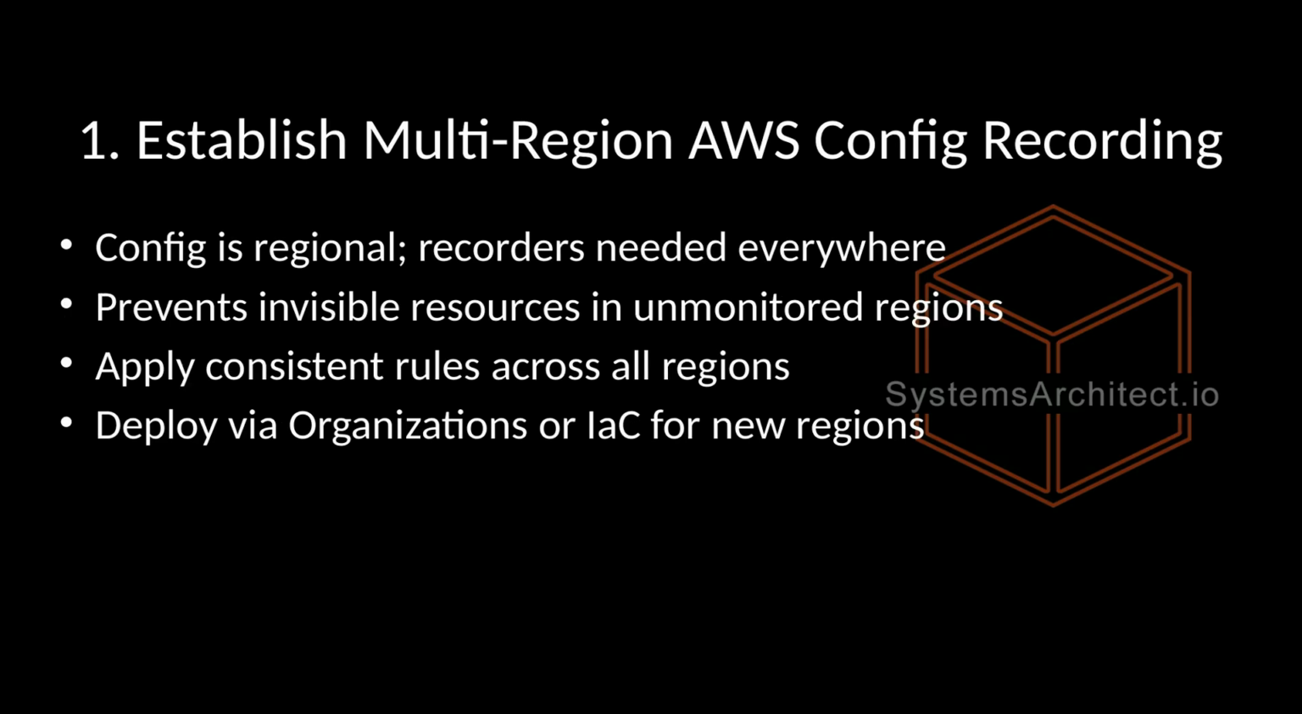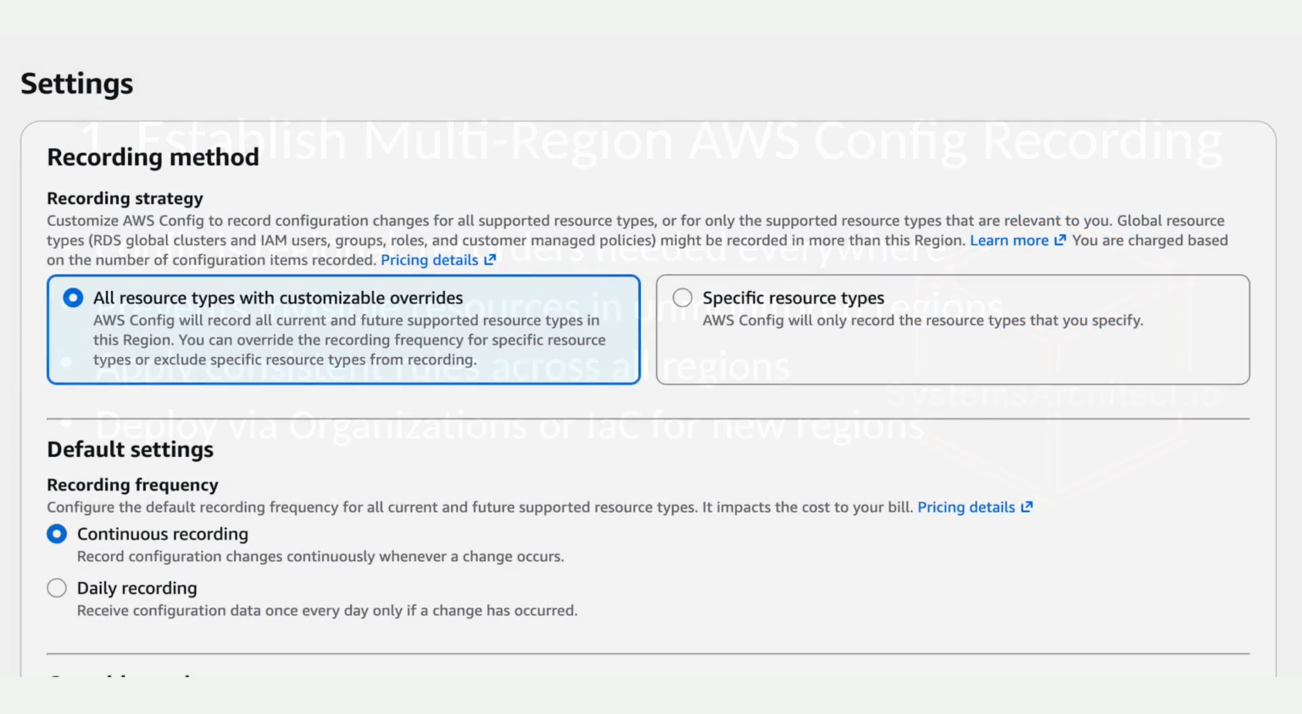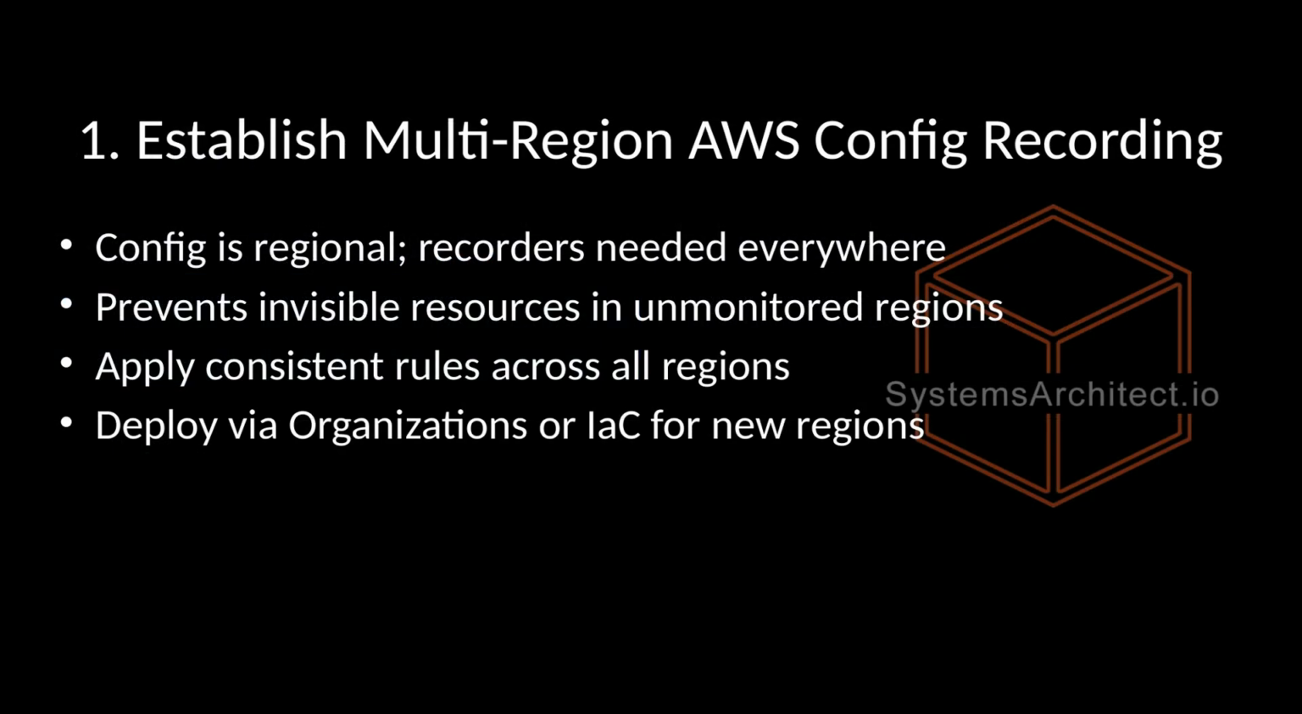1. Establish multi-region AWS Config recording. AWS Config is a regional service, so a recorder configured in one region has no visibility into resources running anywhere else. Why does multi-region matter? Deploying a configuration recorder in every region you operate in closes that gap and gives you a complete inventory of what actually exists, since an unmonitored region can hide resources entirely from your compliance program.